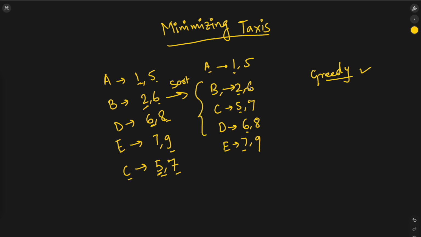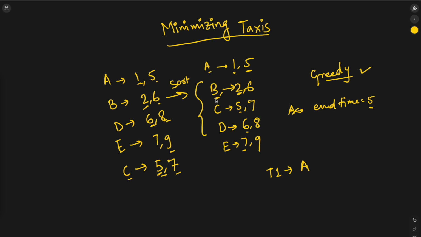So first take the trip A. So we have selected the trip A. At present, we have no taxis. So we'll take the taxi 1, let's call it T1, and then assign A to it. And we'll store the end time. Okay, so the end time is 5.